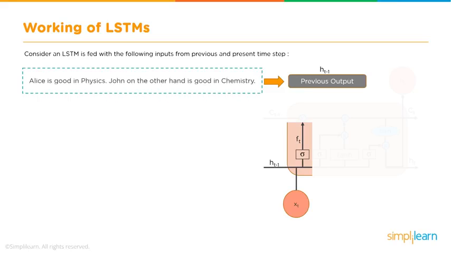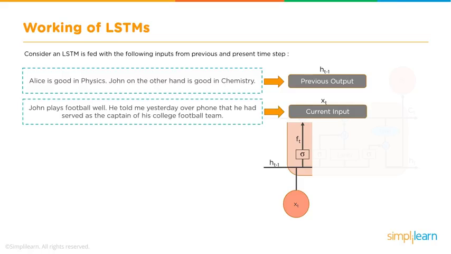Alice is good in physics. John, on the other hand, is good in chemistry. So, previous output: John plays football well. He told me yesterday over the phone that he had served as a captain of his college football team.